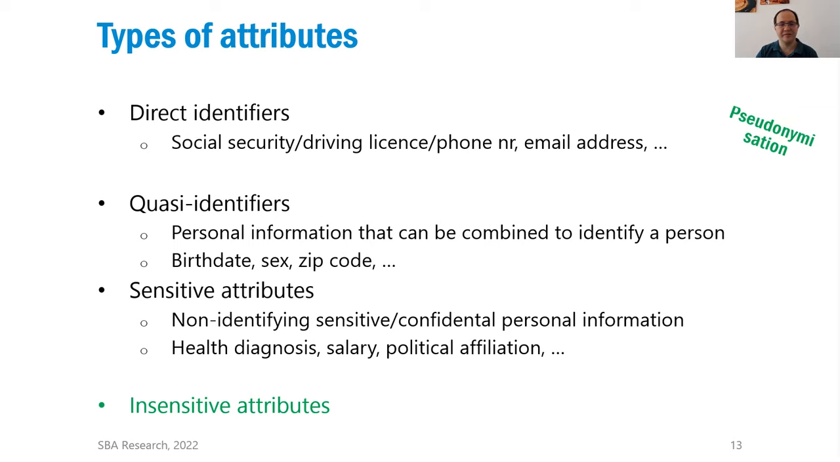And then we have sensitive attributes, and these are the kind of attributes that we want to protect. So this is maybe your health diagnosis, your salary, or things like this. We might also have insensitive attributes. Good news is we don't really need to care about them. If they're not sensitive and they're not quasi-identifiers, then they're the easiest to deal with.